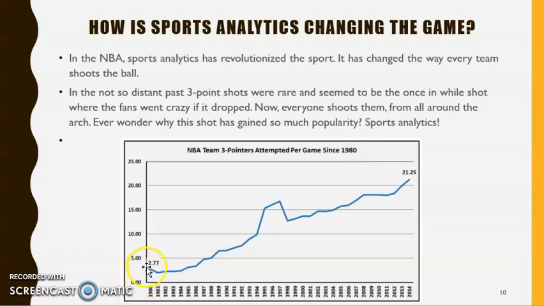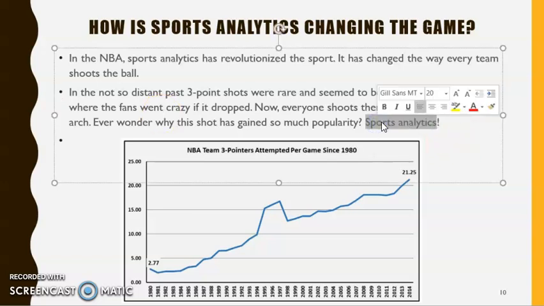So it says that there were 2.77 attempts in 1980, the average for three-point shots in basketball. But not now. In 2014 it is 21.25, and now it is higher. The reason is data analytics. As you can see here, it says it is data analytics.